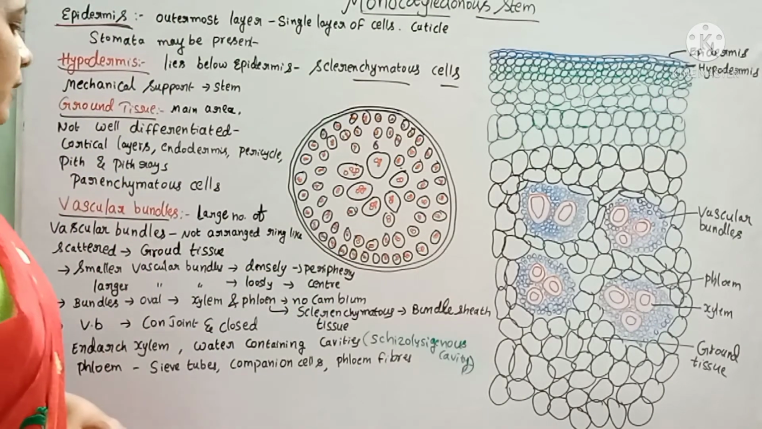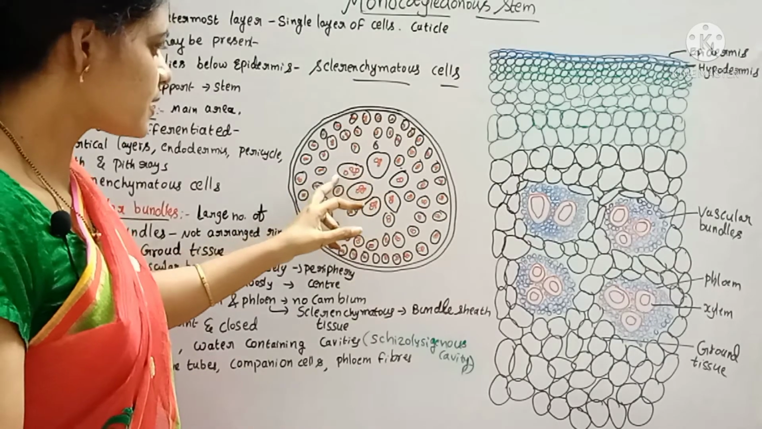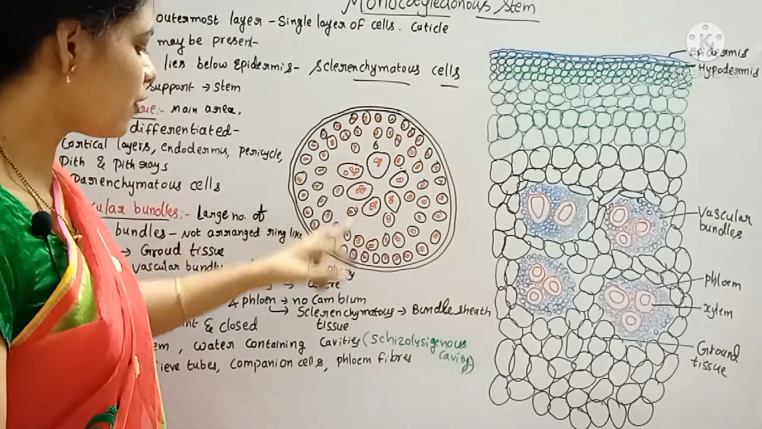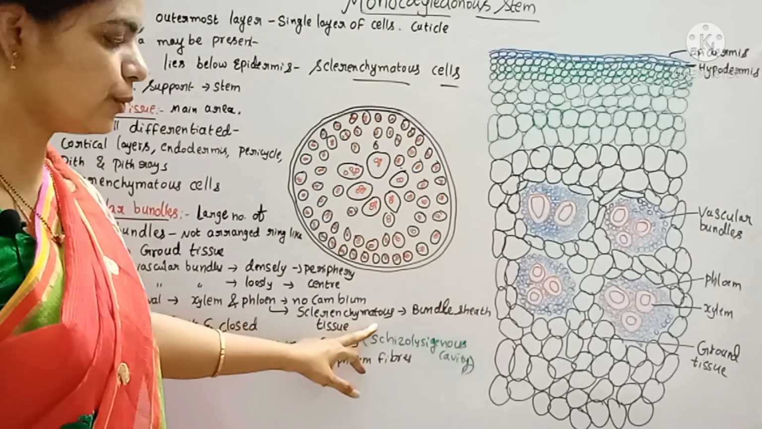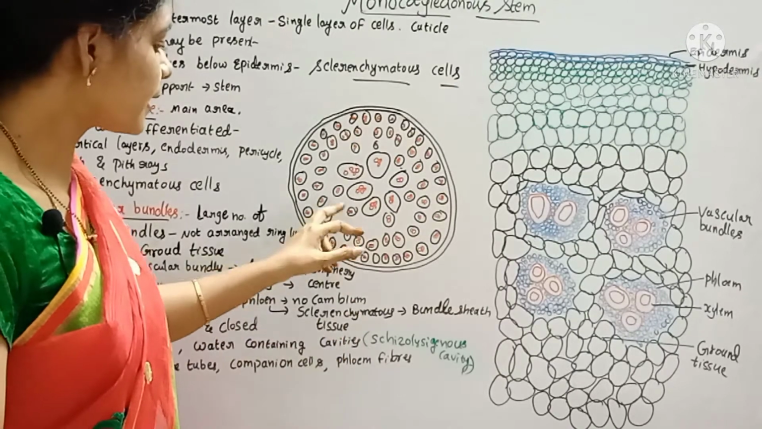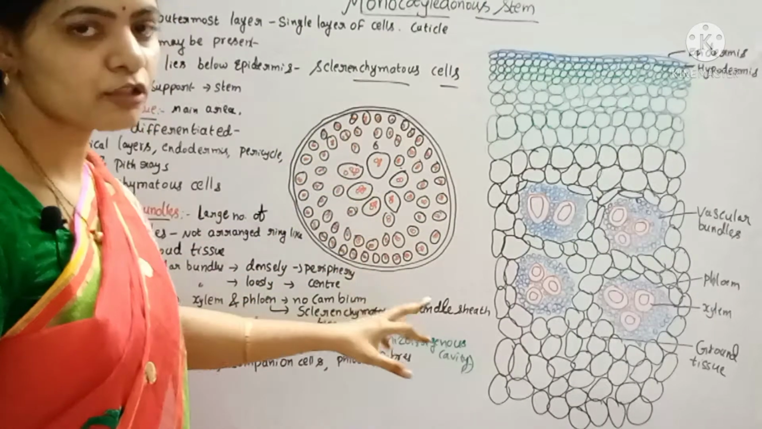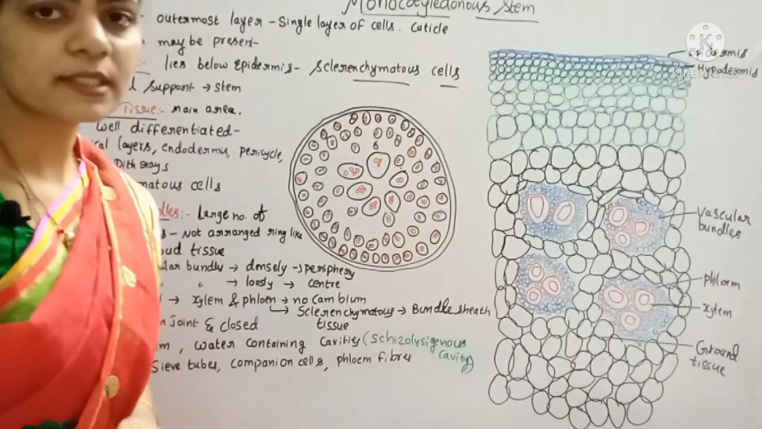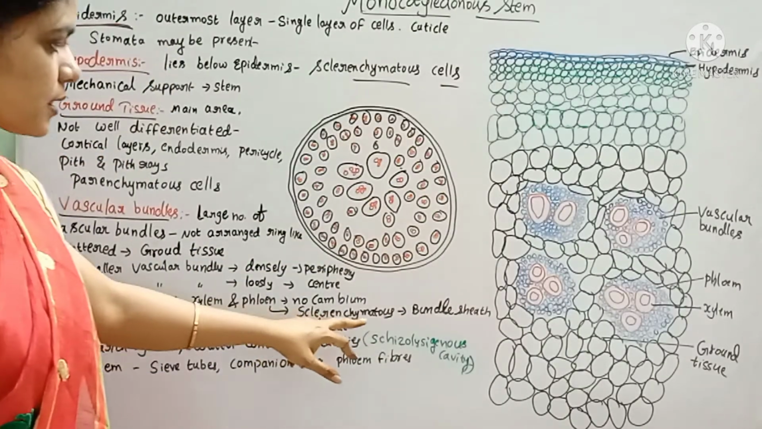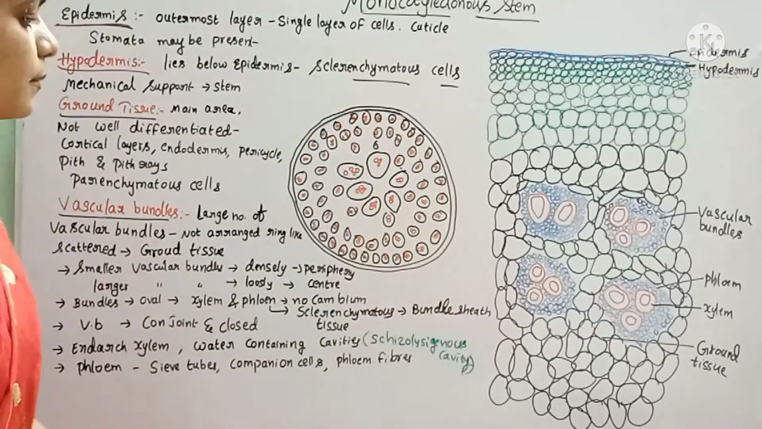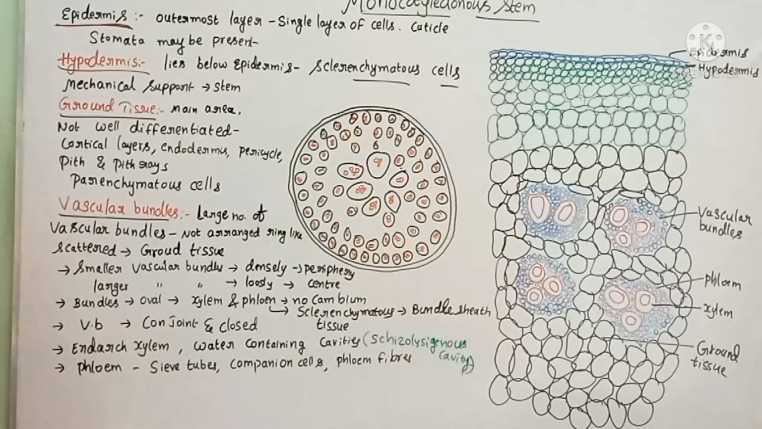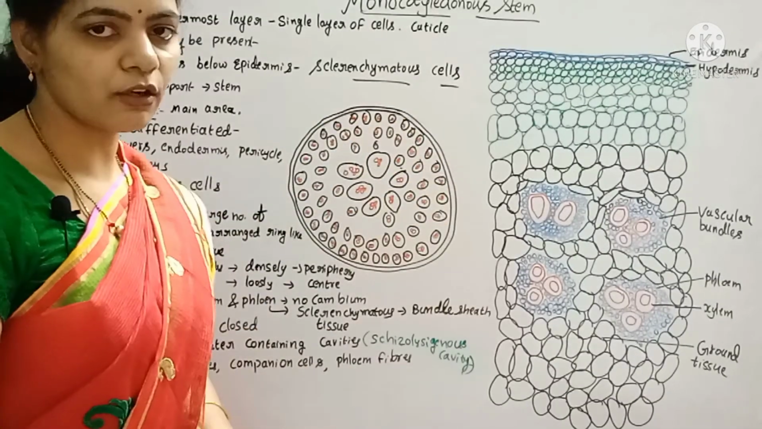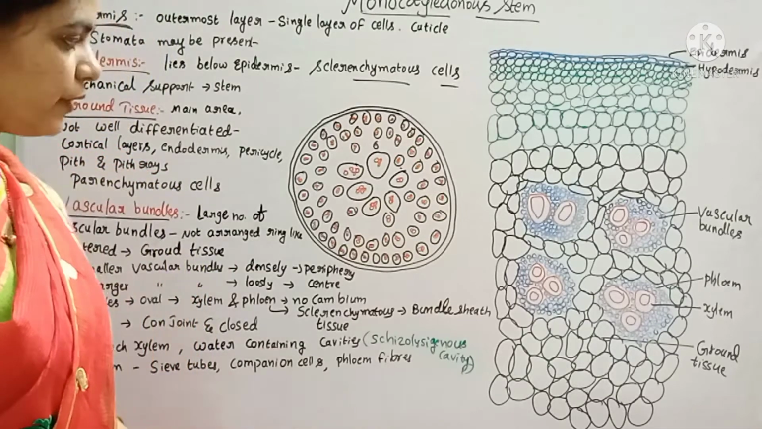The xylem and phloem are present inside the vascular bundle, and the bundle is surrounded by sclerenchymatous tissue. What type of sheath is it? A sclerenchymatous sheath. The sheath present around the vascular bundle, which is made up of sclerenchyma, is otherwise called the bundle sheath. And these vascular bundles are conjoint, whereas in dicots we have seen a radial type of arrangement.